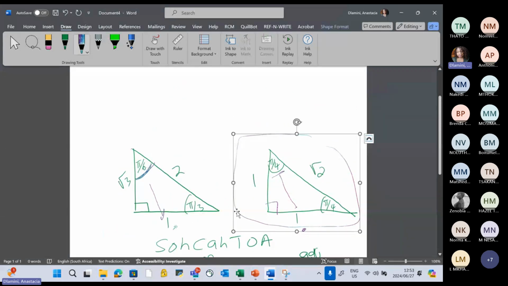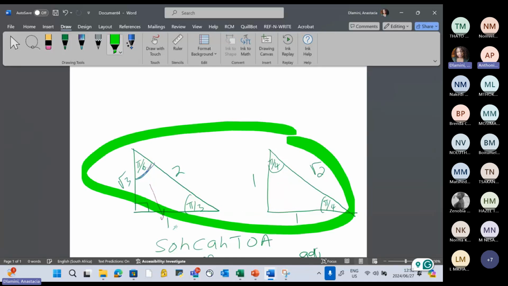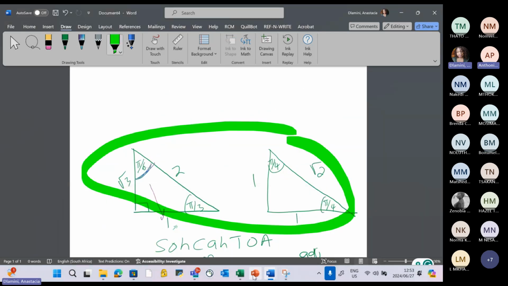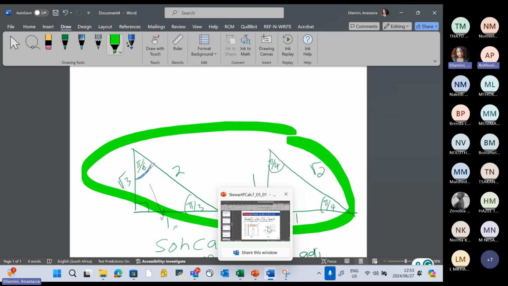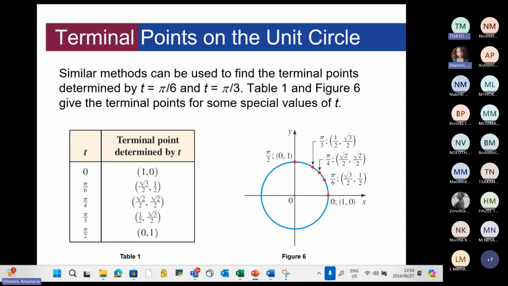These two triangles are very important. That's what you need to go and know. Draw them, then they will help you to find this table over here, with the relationship that the x value of the terminal point is cos and the y value of the terminal point is sine. Are we all together there? Now we can move on.